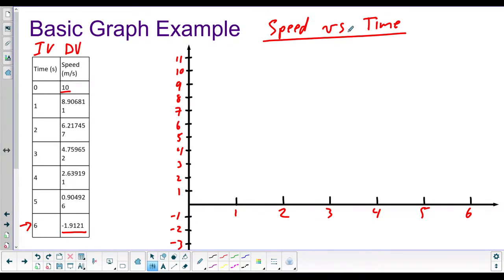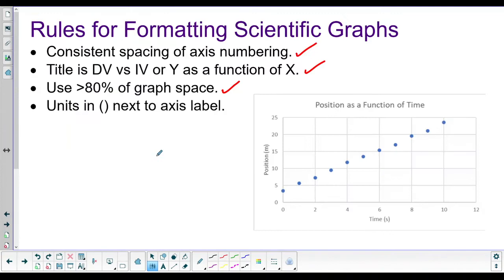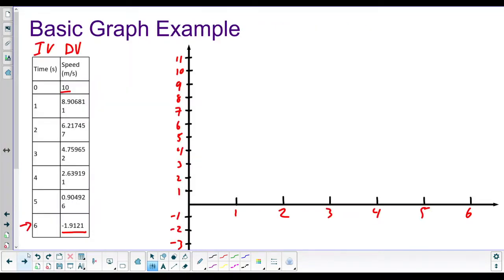Once you start trying to get your PhD, you might want to get a little more creative, but until then, you're fine. Just follow the formula. The other way that we could title our graph is y as a function of x. Y is always your dependent variable, and x is always your independent variable. So it would be DV as a function of IV. So we could say speed as a function of time.